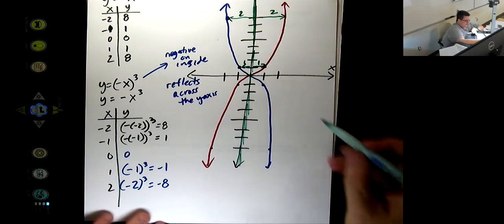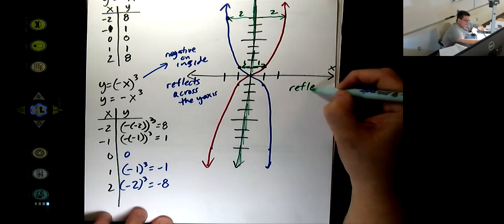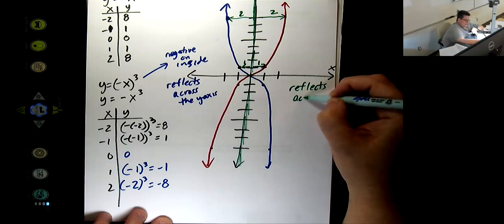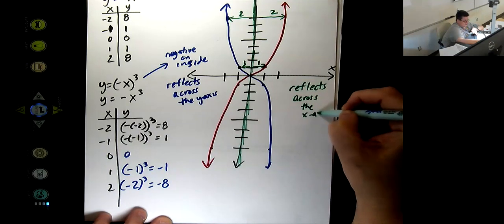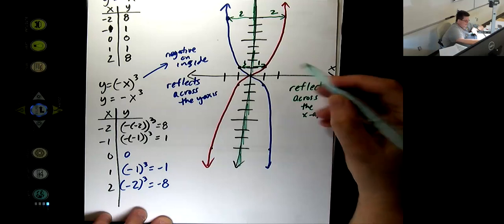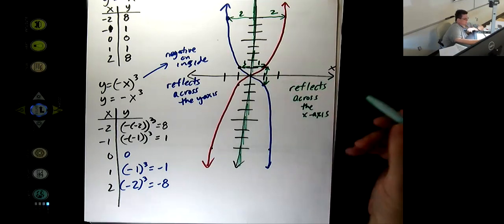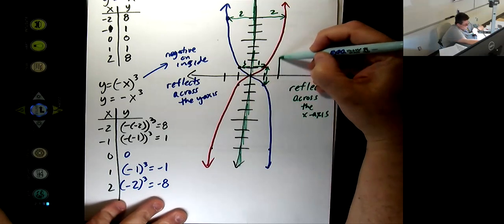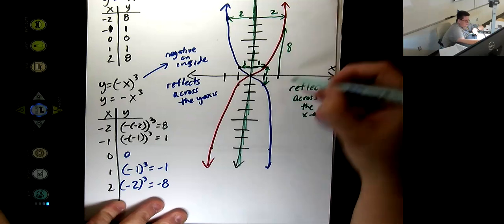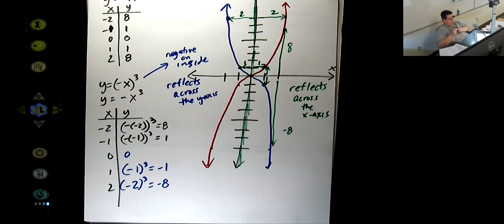y equals -x cubed also reflects across the x-axis. We could say it's reflecting across the x-axis. When x equaled 1, instead of going up 1, I could go down 1. And at x equals 2, when it went up 8, we could instead go down 8. x cubed is one of those that does both.